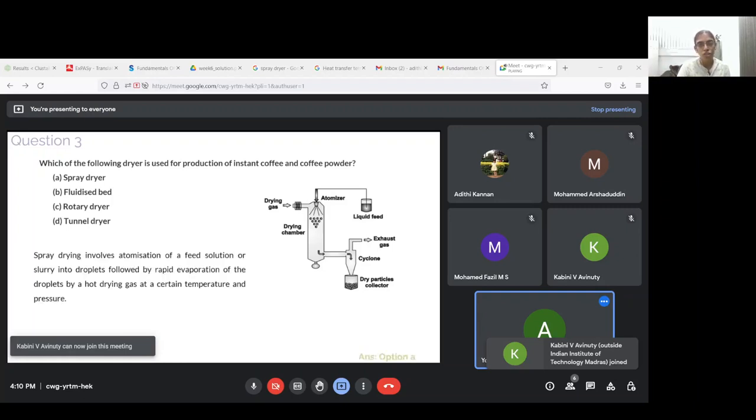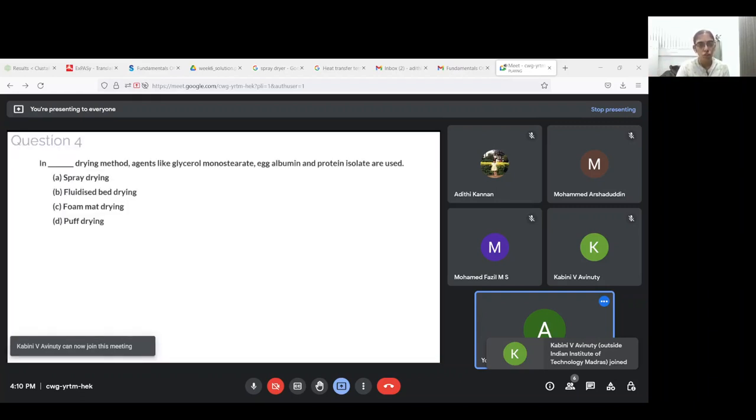So the answer to this question is option A. Moving on to question 4. In dash drying method, agents like glycerol monostearate, egg albumin and protein isolate are used. So any clue which is the drying method? So what is one thing that is common among all these agents, glycerol monostearate, egg albumin and protein isolate?